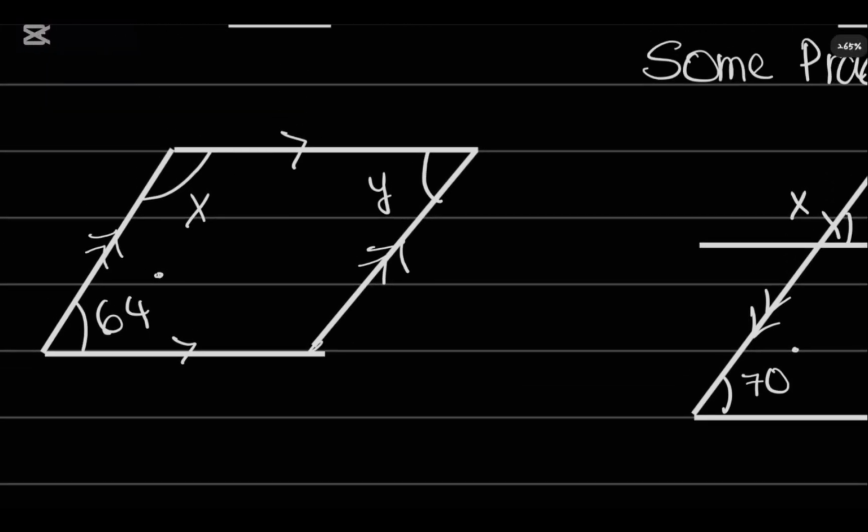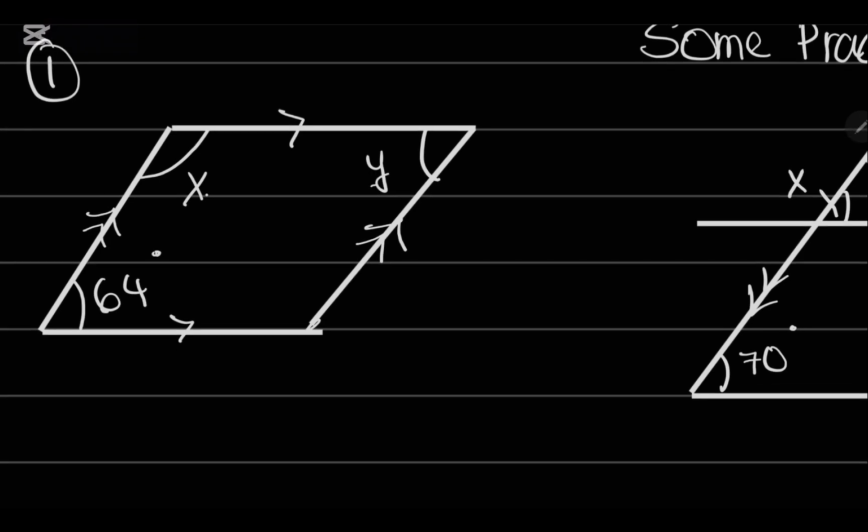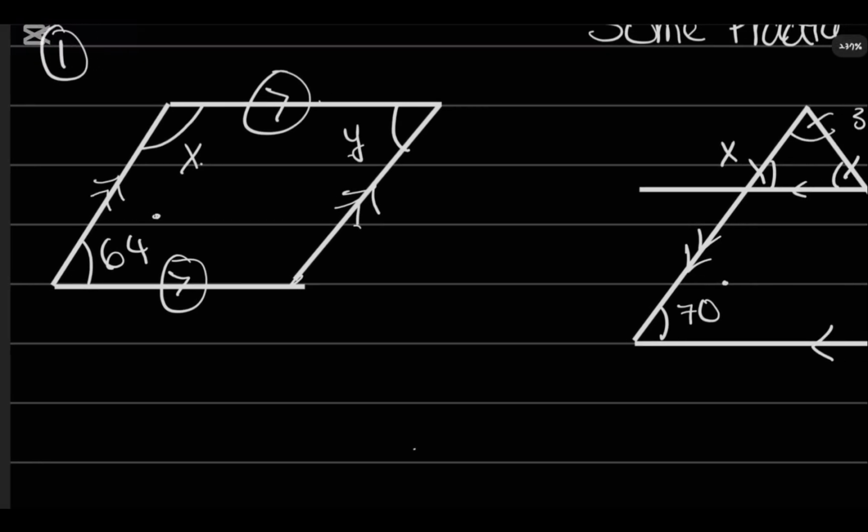Our first question, you're asked to find X and Y. First step, you can notice these hatch marks, which mean that these two sides are parallel, and these two are parallel, and that means it's a parallelogram, because a parallelogram has two pairs of opposite sides that are parallel. Okay, so this is a parallelogram.